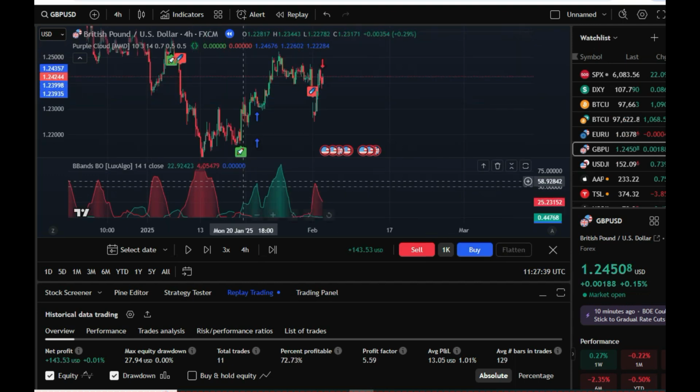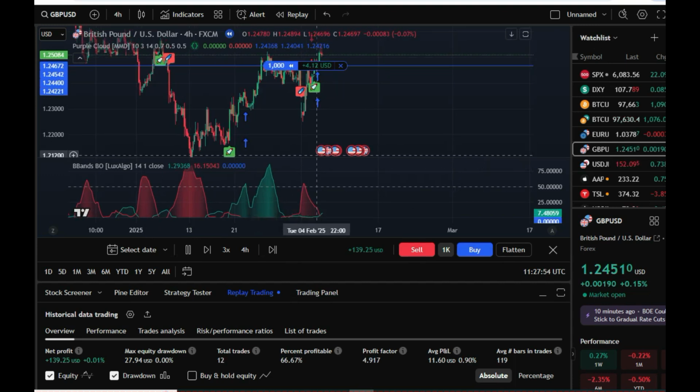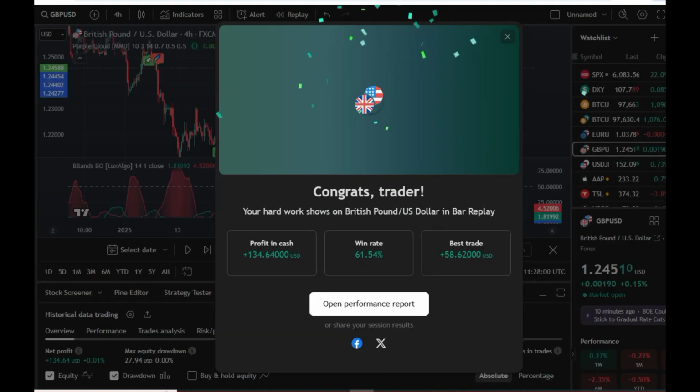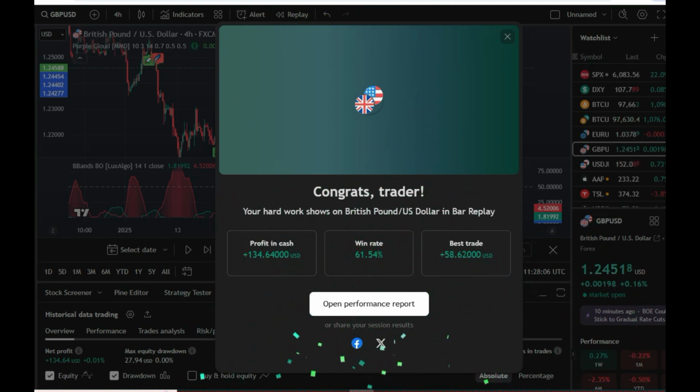I have a sell order. I will close this and make another sell order. However, there is a breakout here, so I make another buy order. So we got performance, profit in cash 134, winning rate 61% of the time.